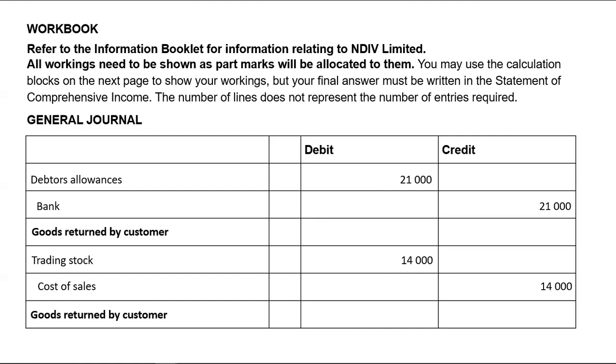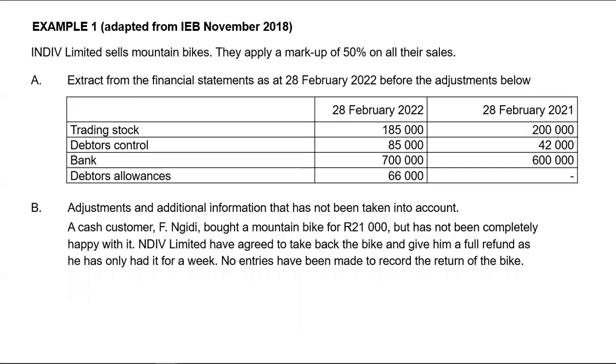That's it. We're done. The next thing, I'm going to go back to the question, and I just want to show you guys something there. You'll realize that already we've got debtors allowances amounting to 66,000.